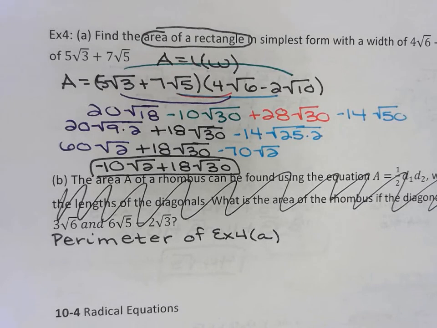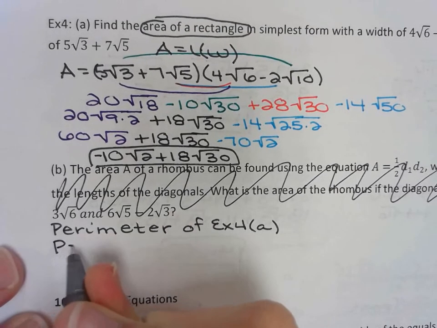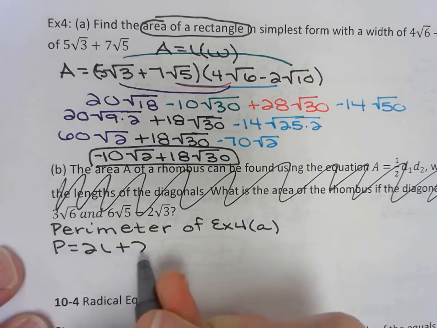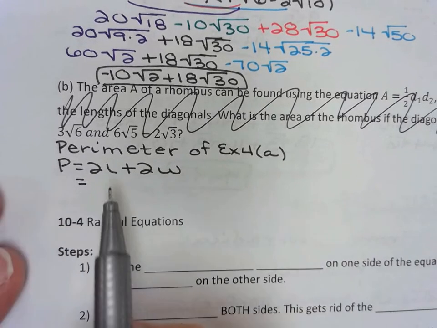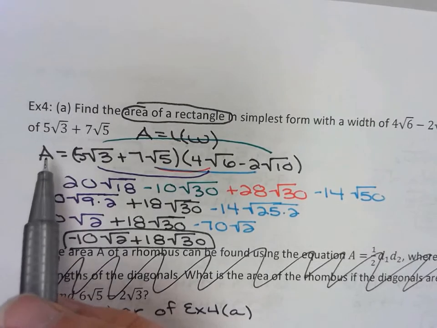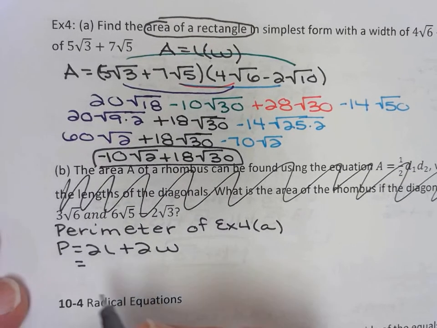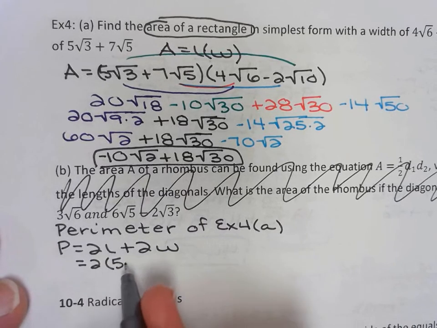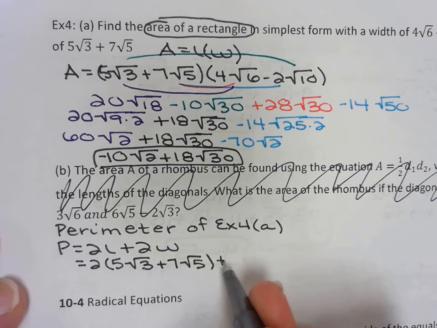It's still a rectangle, they give me the width and they give me the length. So I want you to think about, how do I find the perimeter of a rectangle? So the perimeter formula for a rectangle is 2L, 2 times the length, plus 2 times the W. So as I look at my formula, it's 2 times my length, and if I look back up here at example 4, they tell me the length is 5 square root of 3 plus 7 square root of 5. So 2 times the length is 2 times 5 square root of 3 plus 7 square root of 5, plus 2 times the width.